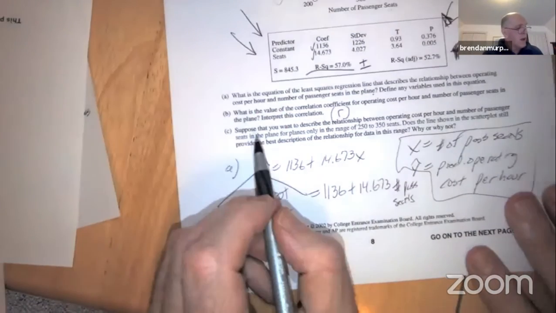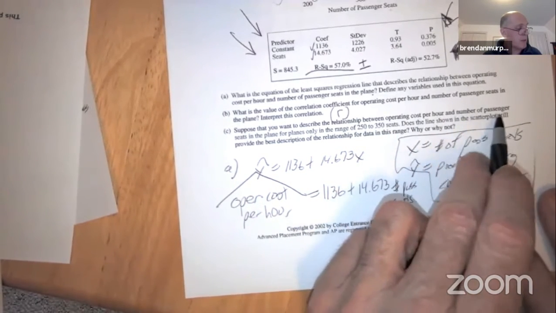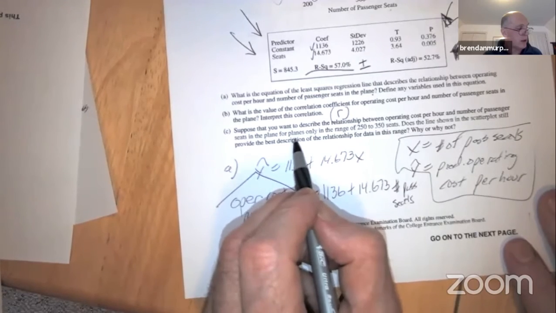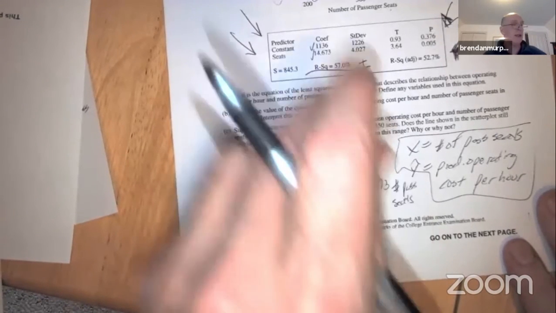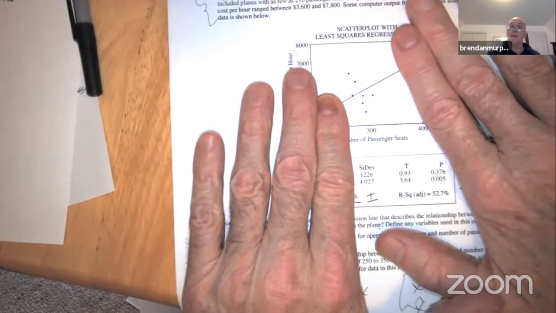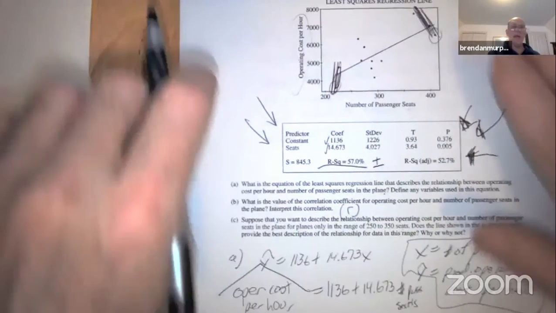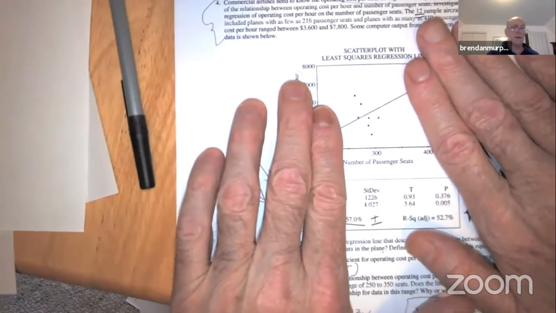Okay, part C. This felt really different to me, and it's really cool when you see it. Suppose that you want to describe the relationship between operating cost per hour and number of passenger seats in the plane for planes in the range of 250 to 350 seats. So I guess it's hard to see here. I want to look at just those 7 data points. Those are below 250, those are above 350. So let's get rid of those 5 data points. And I'm now really just looking at these 7 data points.